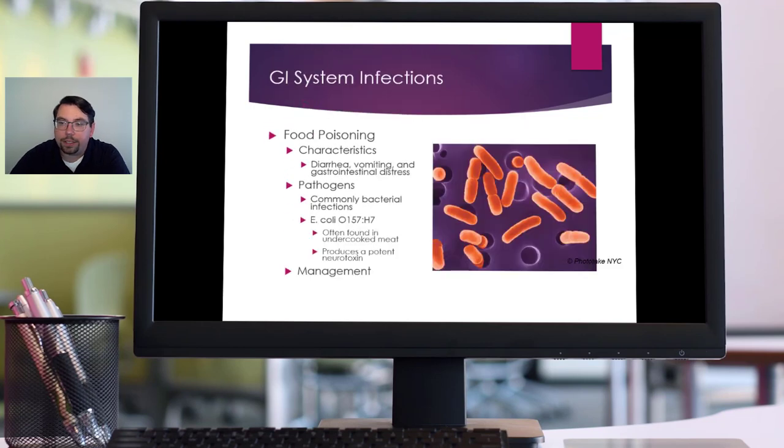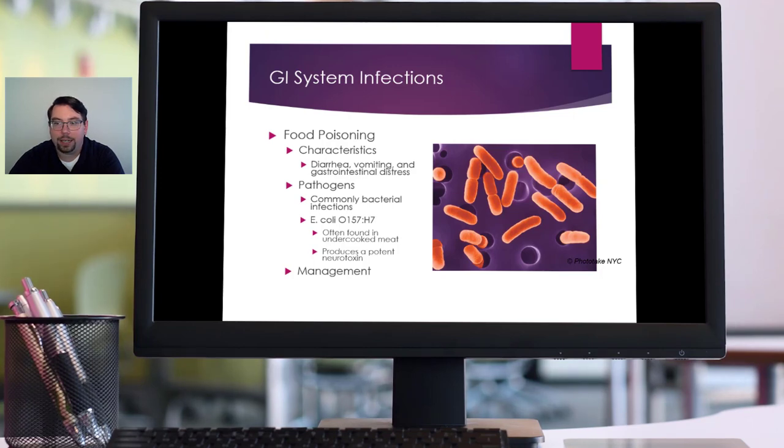Food poisoning, characteristics of this are going to be typical. Most of us have probably had food poisoning at one point or another, or will throughout our life. Very common for bacteria, E. coli is the primary one we think of. Undercooked meat, and then it's a very potent neurotoxin that's released because of it.